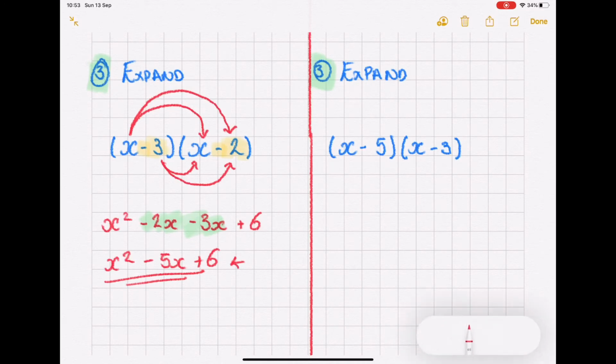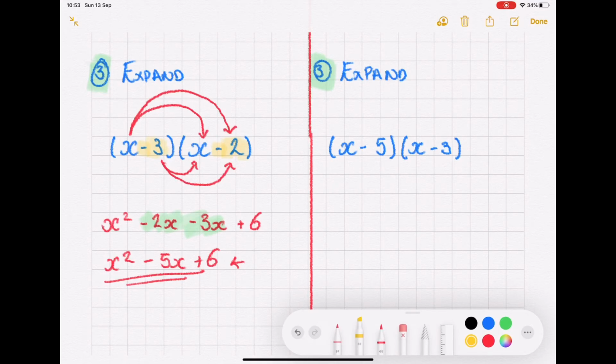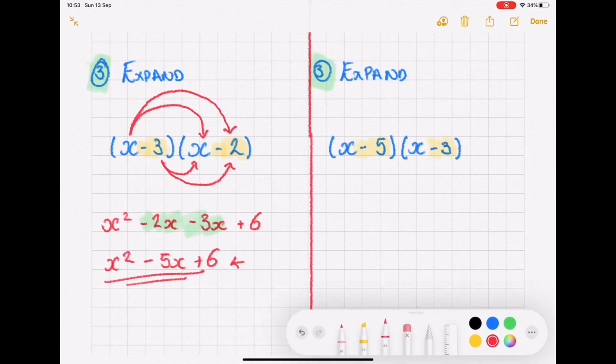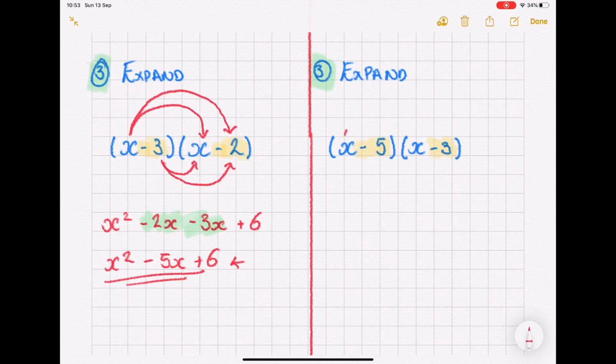Okay, so hopefully you've had a chance to go through this example on the right-hand side. So we've got x minus 5 in one bracket and x minus 3 in the other bracket. So let's go through this in exactly the same way. We start off with x times x. x times x is x squared.